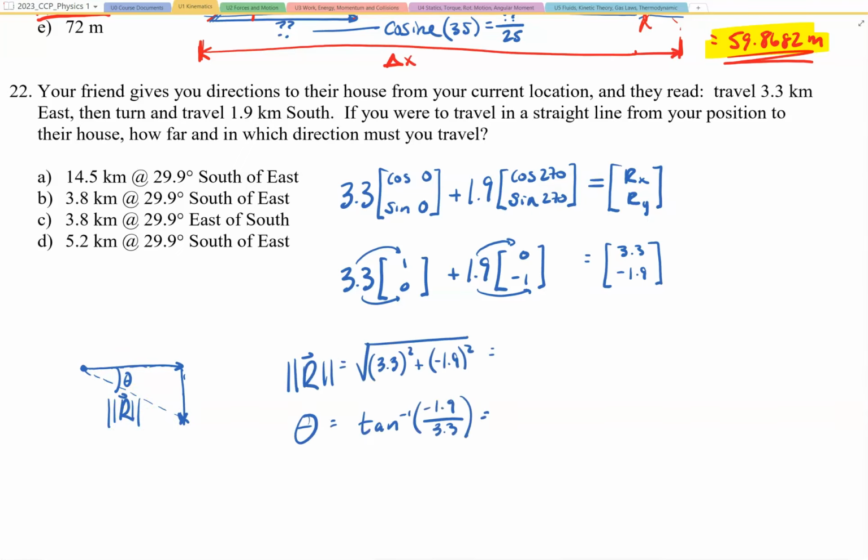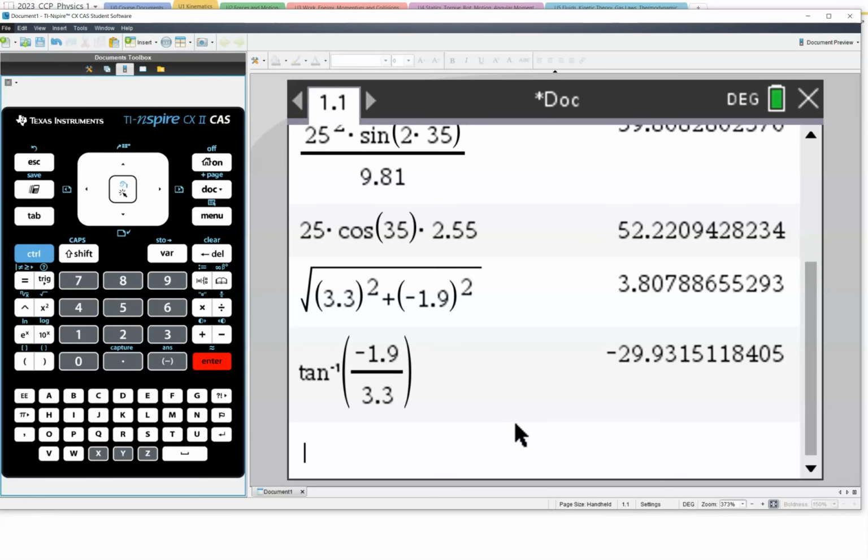So the setup for that trigonometry would look like this. The magnitude of the resultant vector is the square root of the two side lengths squared and summed together, and the angle measure for theta is tangent inverse of our vertical component divided by our horizontal component. And those results end up being 3.8079 and -29.9315 degrees.